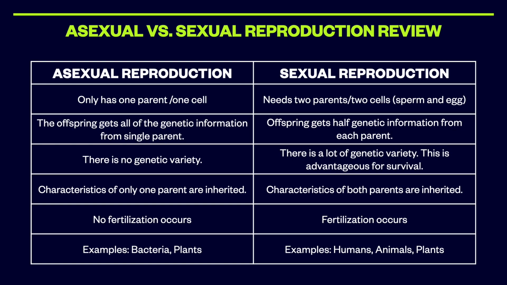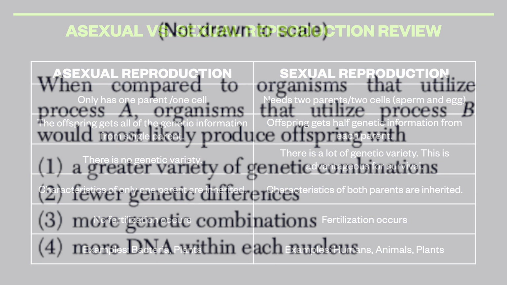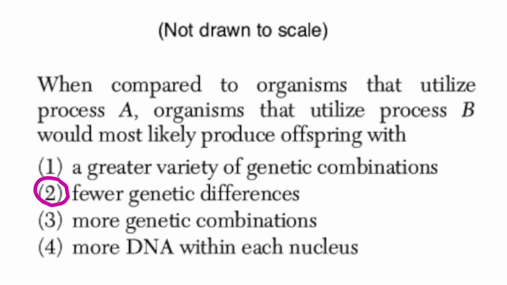You need to know that sexual reproduction, which uses genes from two different cells, produces a greater genetic variety, whereas asexual reproduction, which has only one parent cell, lacks genetic variety since all of the genes come from that single parent, passing it to the offspring. The only genetic variety that asexually reproducing organisms will get will be a result of mutation. So the correct answer is 2, which states that there's fewer genetic differences.